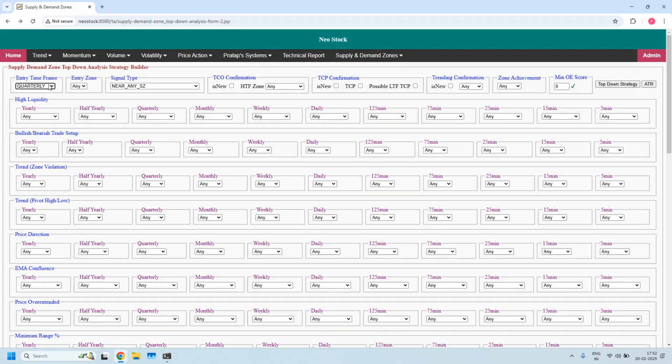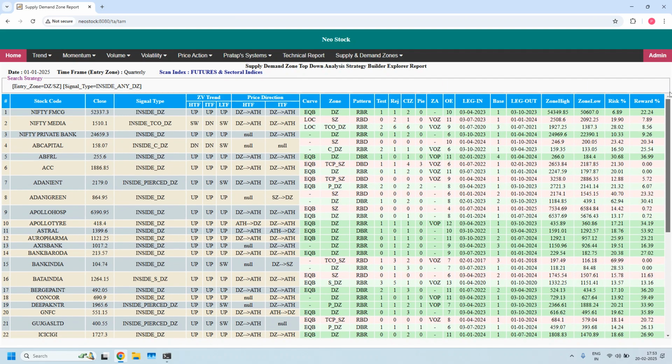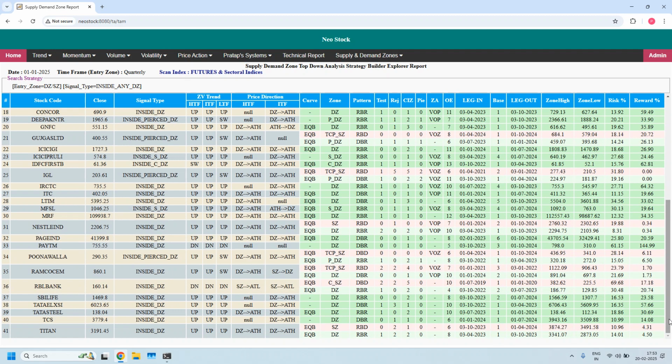Next, quarterly time frame, price closed inside the quarterly demand zone, we got 41 stocks. First 22 stocks are in the list. I'm scrolling the list down. So total 41 stocks are filtered.